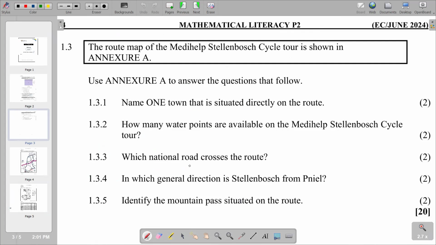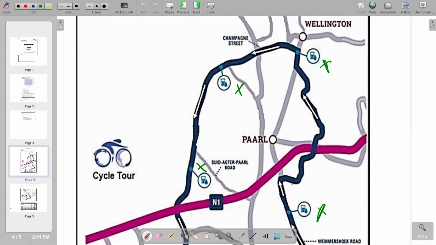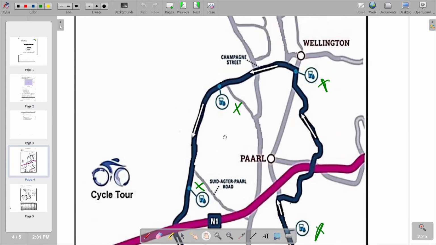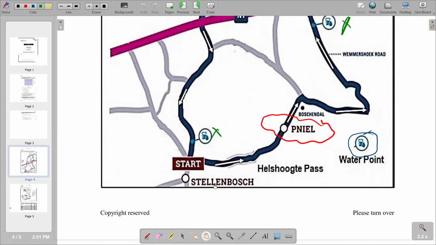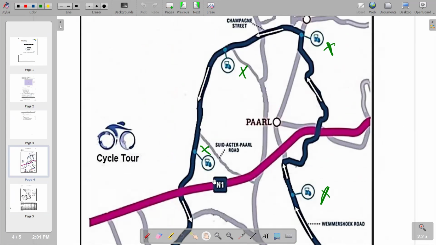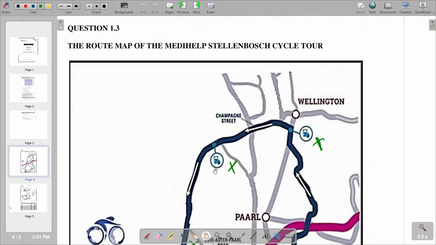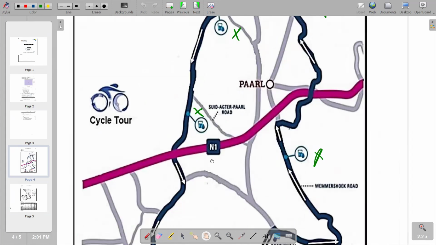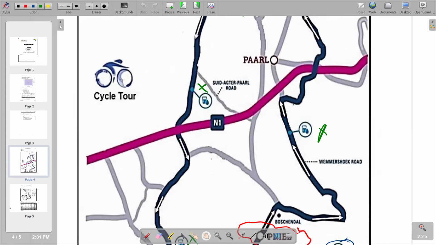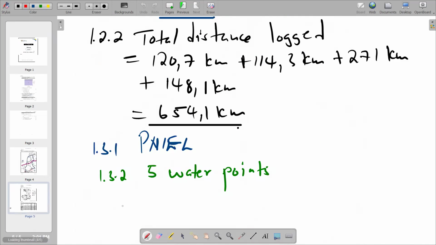Which national road crosses the route? So check a national road that we are seeing that is crossing the route there, according to the information that we have. So as we are seeing, we have N1 indicated here. We have N1, so we indicate it as 1.3.3, N1. And then we check in terms of the next question that we have.